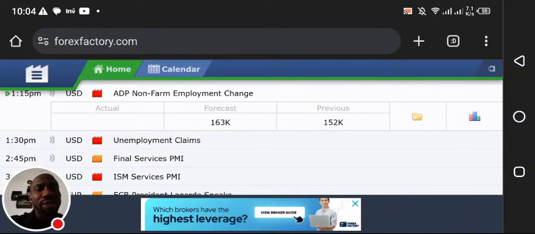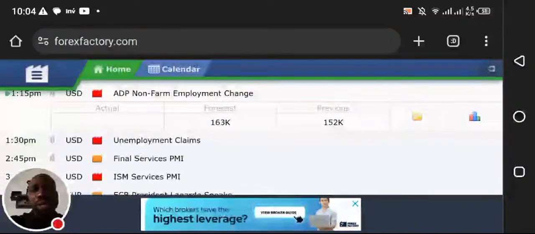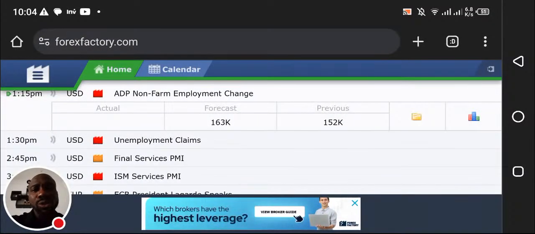If the actual is higher than the forecast, then we should expect USD to be bullish. Sorry, USD will be bullish. USD will gain value if the actual exceeds the forecast, and if the actual is less than the forecast, we would expect USD to be bearish.